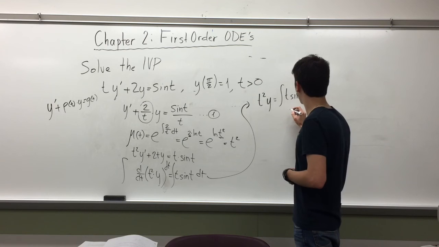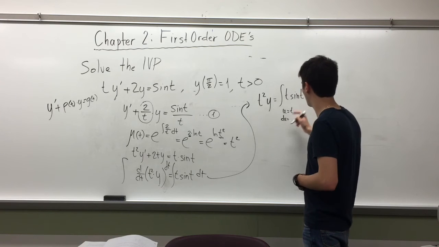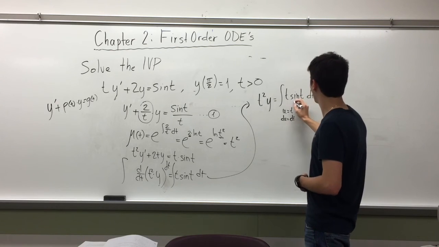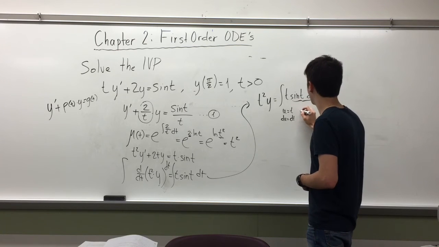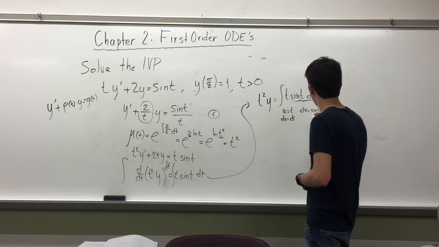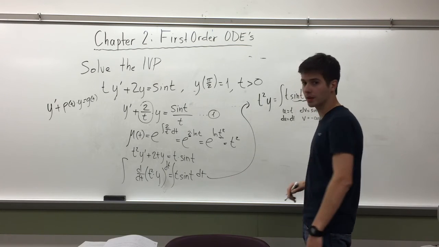So if we call u equal to t, du is going to be equal to 1 dt, and we're going to call sine of t dt dv. Then if you integrate this, the integral of sine is negative cosine of t.